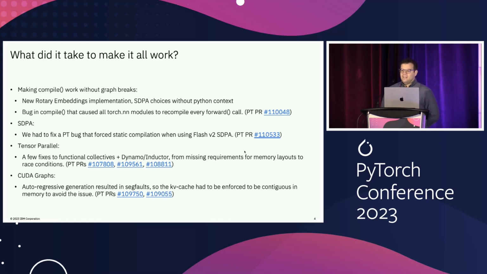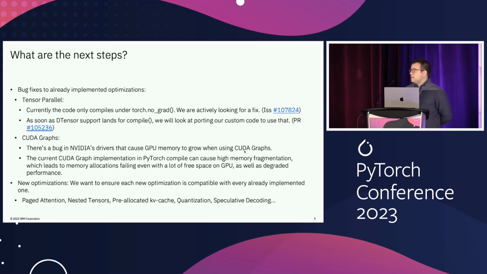and one solution we found is that the KV cache, which is an input to our model, needs to be enforced to be contiguous. But there are still some issues that we will be working out, and I'll talk about it in the next slide. So, next steps. Well, as I just mentioned, DTensor compile support just landed on PyTorch Nightlies, so that's the one thing we'll be trying next.